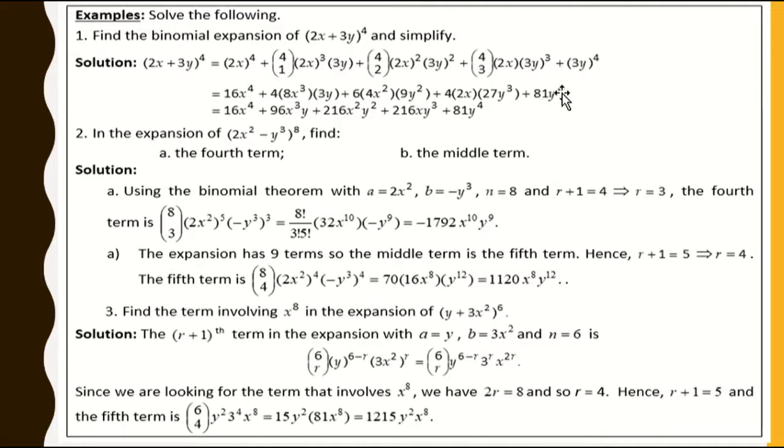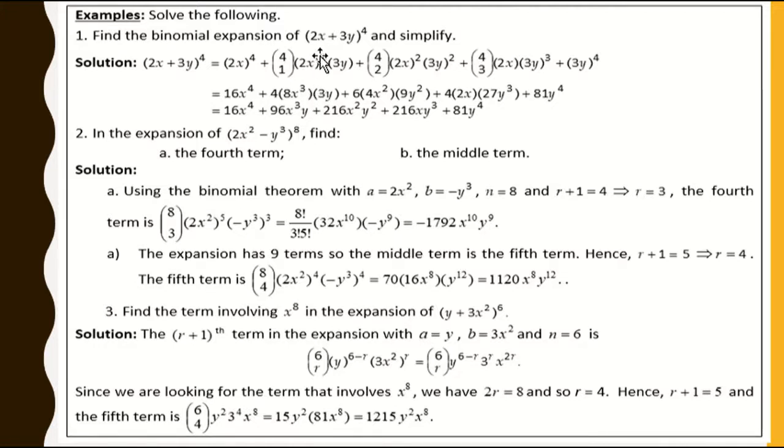Then, let us simplify. 2 to the power of 4 is 16 x to the power of 4, since 2 to the power of 4 is 2 times 2 times 2 times 2, which is 16. Plus, 4 taken 1 at a time is 4 factorial over 1 factorial times 4 minus 1 factorial, so 4 factorial over 3 factorial. What is left? Just 4, right?